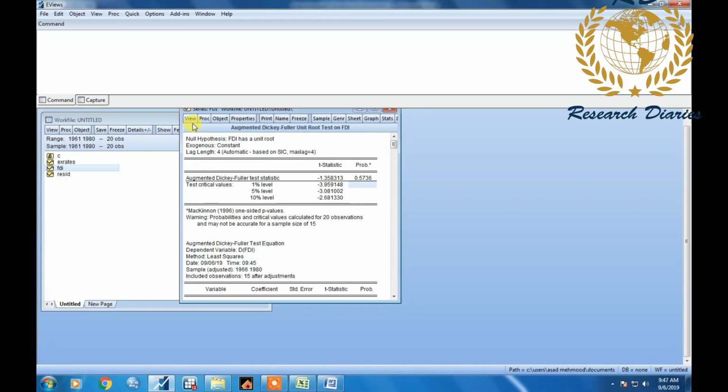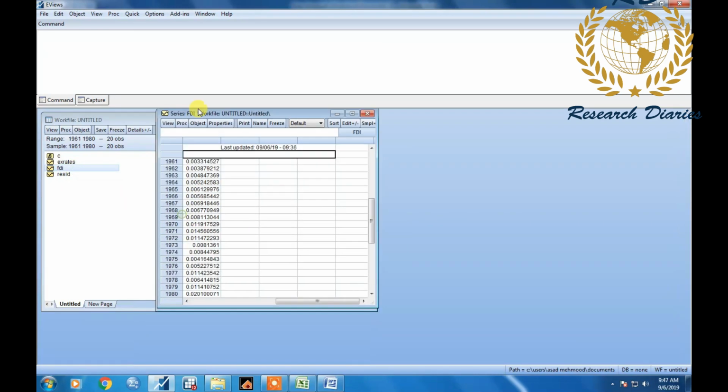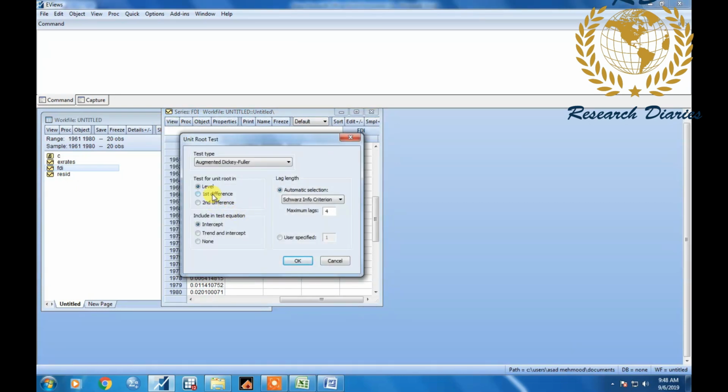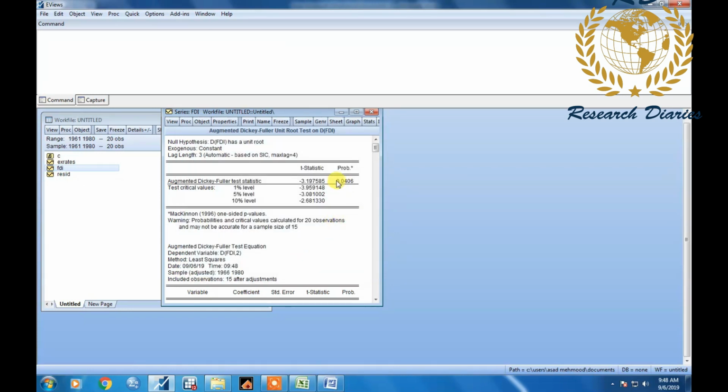Now what we need to do is we should check the unit root by taking the first difference. Here I will show you how you can see the first difference. We don't need to change anything, we just need to change it to first difference and click OK. Now here you see the probability is less than 5%. It means FDI is stationary at first difference.